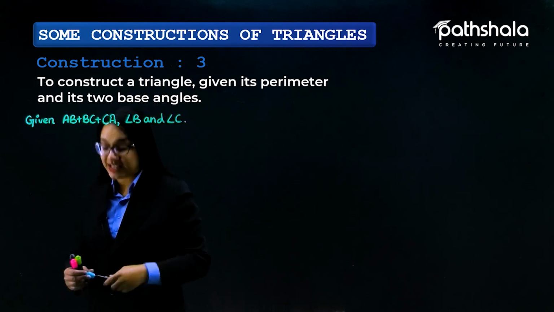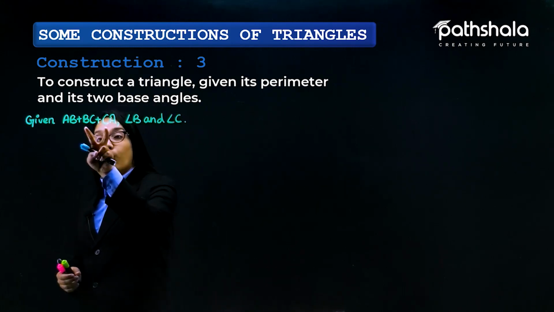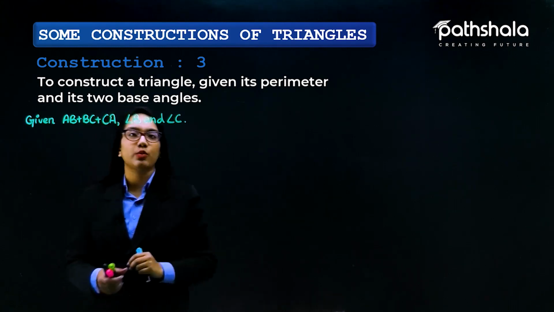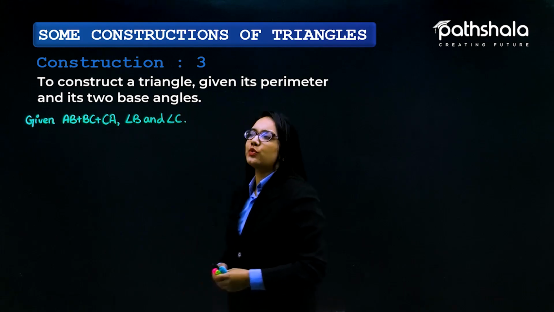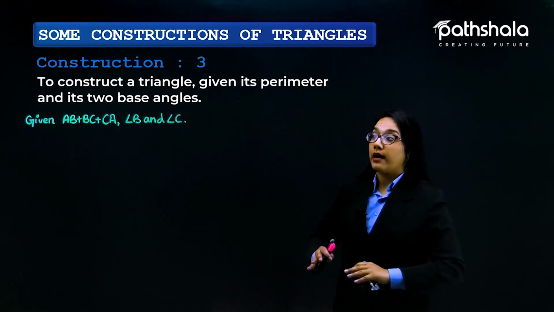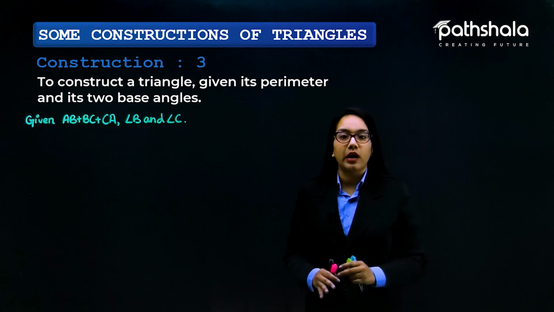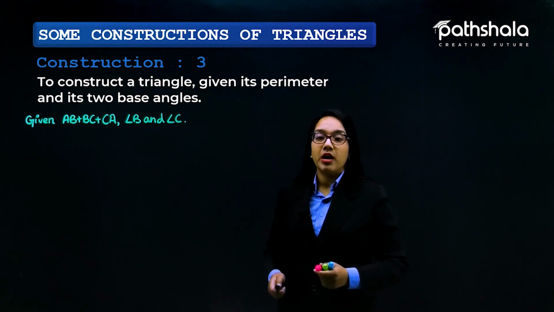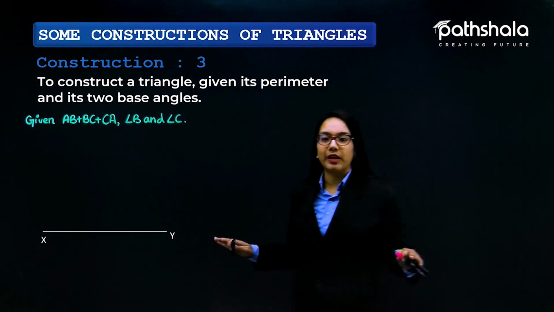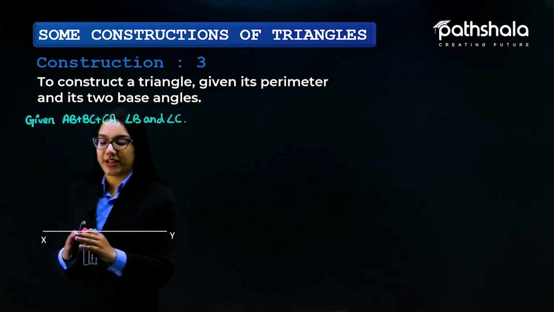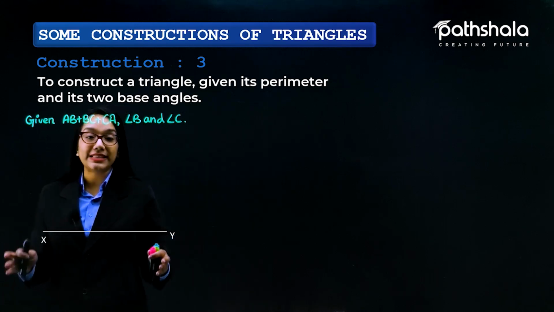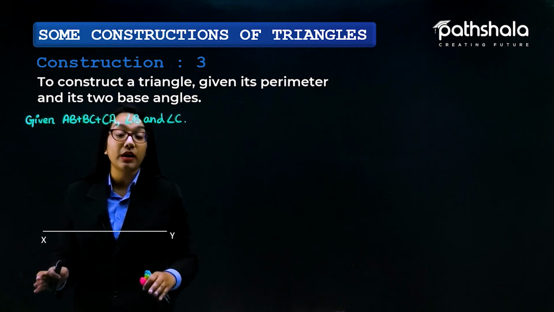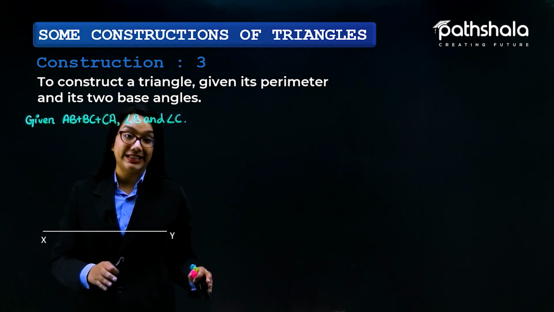So let us suppose these three things are given to us: the whole perimeter of the triangle, that is the sum of all the sides, and the two base angles, angle B and angle C. Using this condition, I am going to construct a triangle whose perimeter and two base angles are given. First of all, I'm constructing a line segment XY such that it is equal to AB plus BC plus CA.